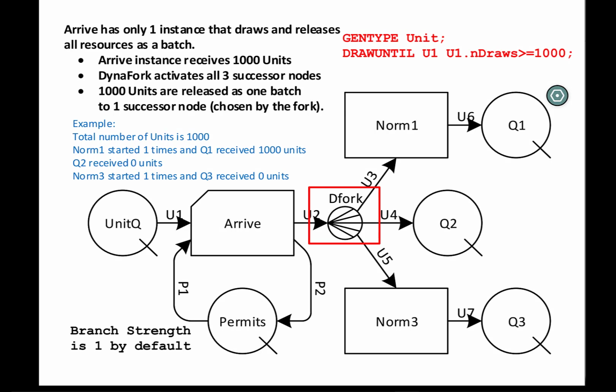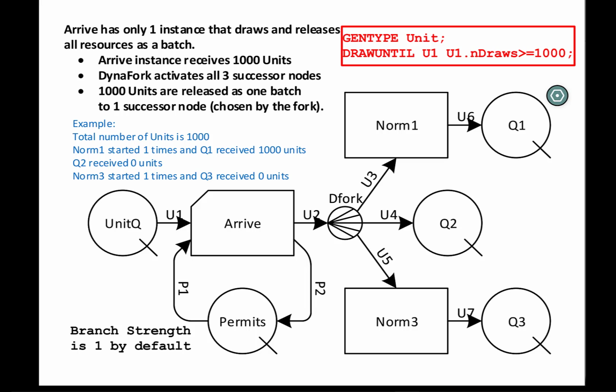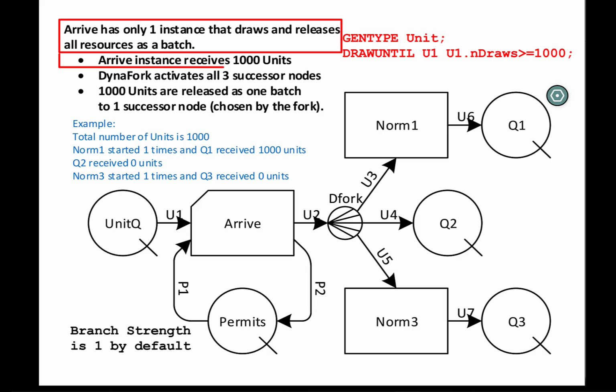This is the first of 4 models that use a dynamic fork instead of a regular fork. This model uses a generic resource called unit and initializes a unit queue with 1,000 units. The draw until for link U1 allows the first instance of combi arrive to remove all 1,000 units from the preceding queue. So in this model, we again have only one instance of activity arrive that will contain 1,000 units.